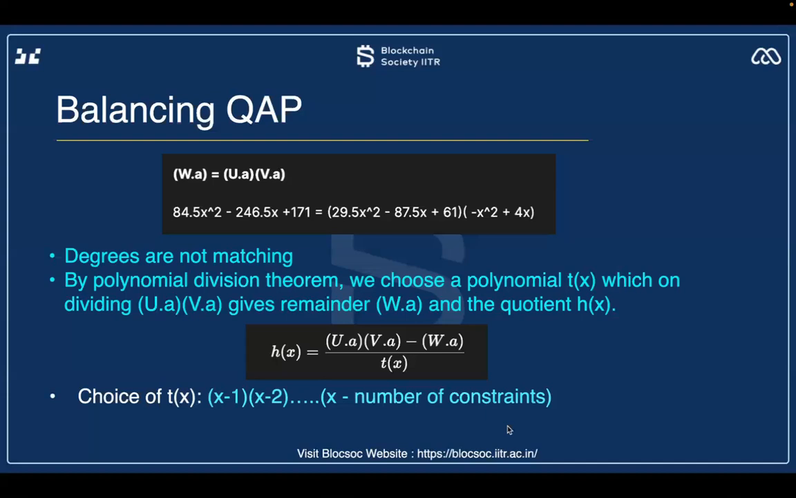And the second reason is that, as I have already stated, the values of UA into VA and WA are equal at x equal to 1, 2, and 3. So this numerator will come out to be 0 for x equal to 1, 2, and 3. So basically Tx is just a factor of the numerator. So it will give you a perfect remainder, perfect quotient, sorry.